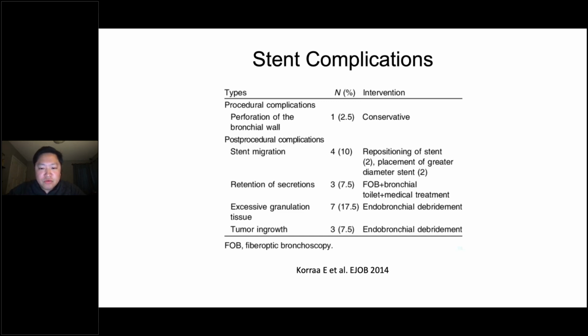Excessive granulation tissue, we do see this. That's what we address during these surveillance bronchoscopies. Typically in our experience, we place a hybrid stent first just because they're readily available. And if there are patients that really react to that from a granulation tissue standpoint, we then choose softer materials like silicone. And if that's not enough, we go to custom airway stenting. And then tumor ingrowth, that's typically for stents that are not fully covered. Because we're an institution that uses fully covered stents, we don't see that often.